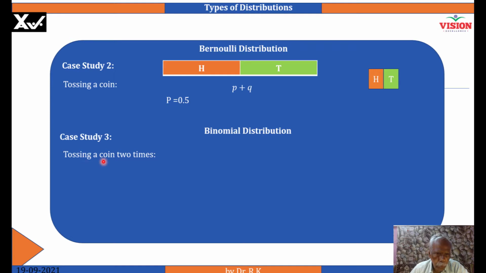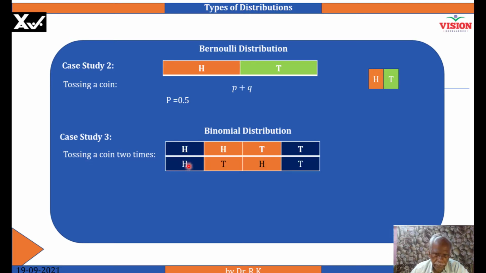I'm tossing a coin 2 times. When I toss the coin 2 times, total number of events are shown here. It can fall head on both occasions, or it can fall head on one occasion and tail on one occasion. That is shown by these orange cells. And it can fall as tail on both occasions. Now the probability of occurrence is given by this binomial expression (P plus Q) whole squared, that is P squared plus 2PQ plus Q squared.